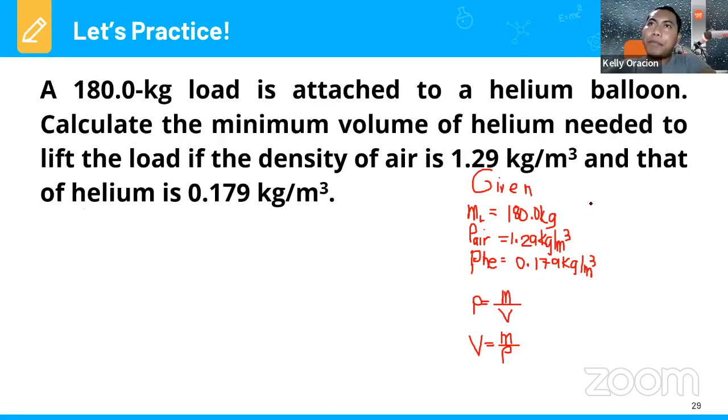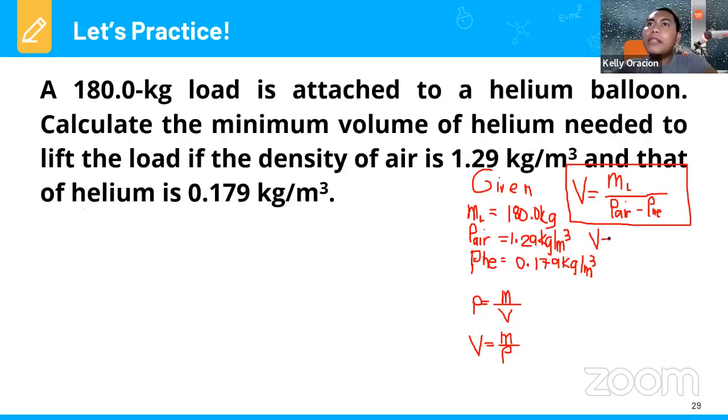So this is what will happen. Volume is equal to the mass of the load, or mass of the object, divided by the difference between the density of the air and the density of the helium. Okay? You subtract the density of the air and the helium. Air comes first, because if helium comes first, it becomes negative, right? And there is no negative volume. So the formula comes first; use this formula to solve for the minimum volume. Later, I will explain the derivation of this formula.